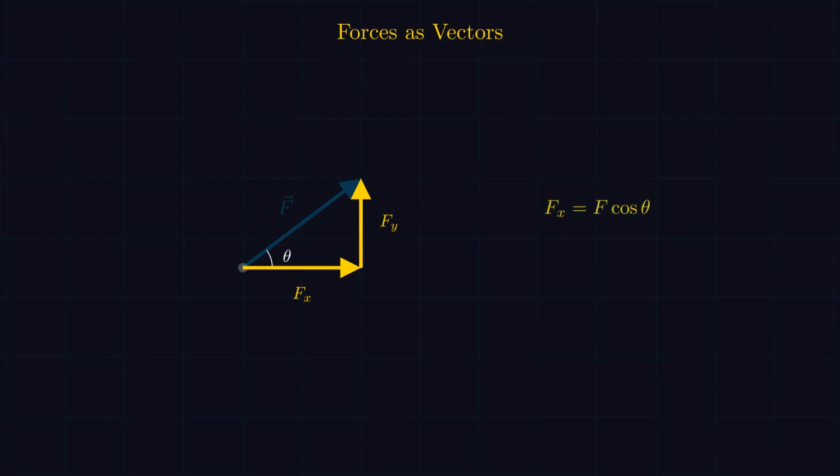F sub x equals F times cosine theta. F sub y equals F times sine theta. This decomposition turns every angled force into 2 perpendicular components, and that makes equilibrium straightforward. Now let's look at the different ways a load can act on a structure.